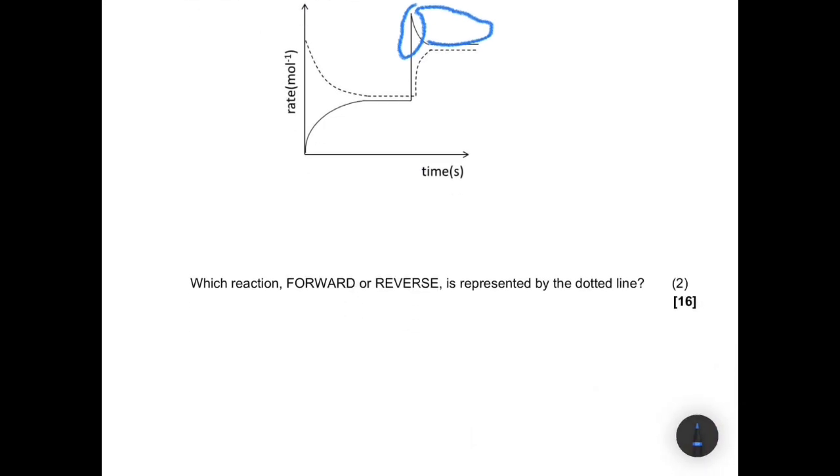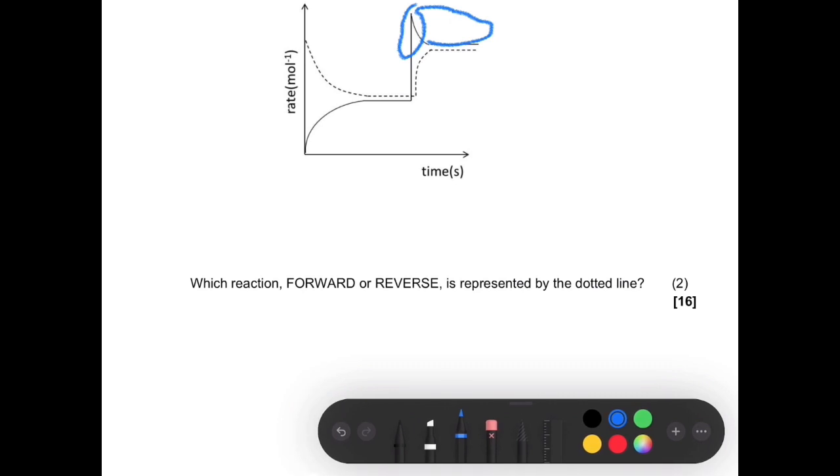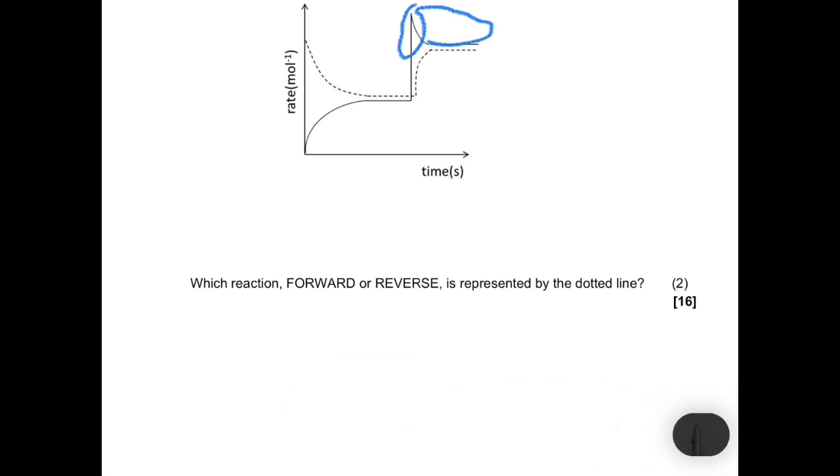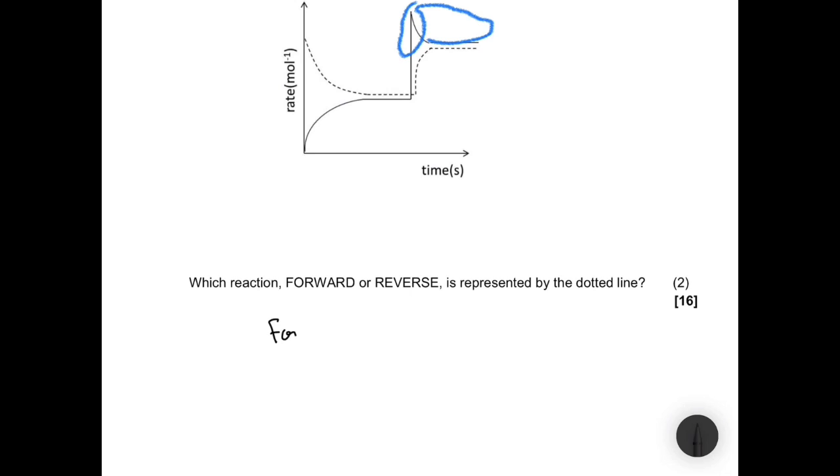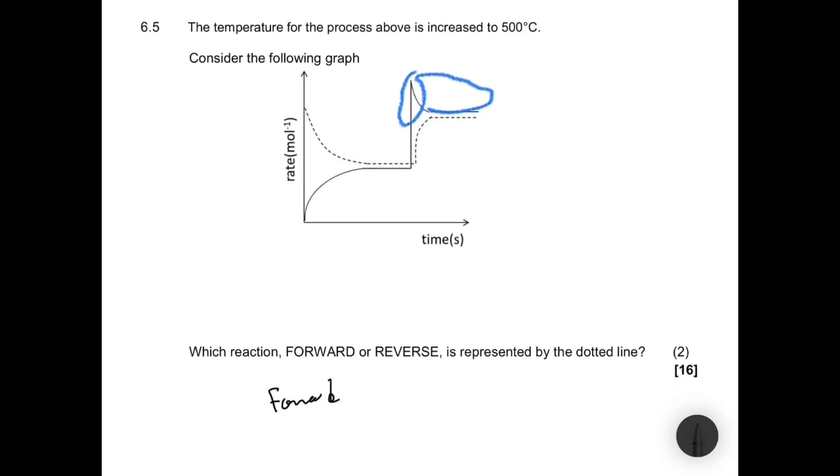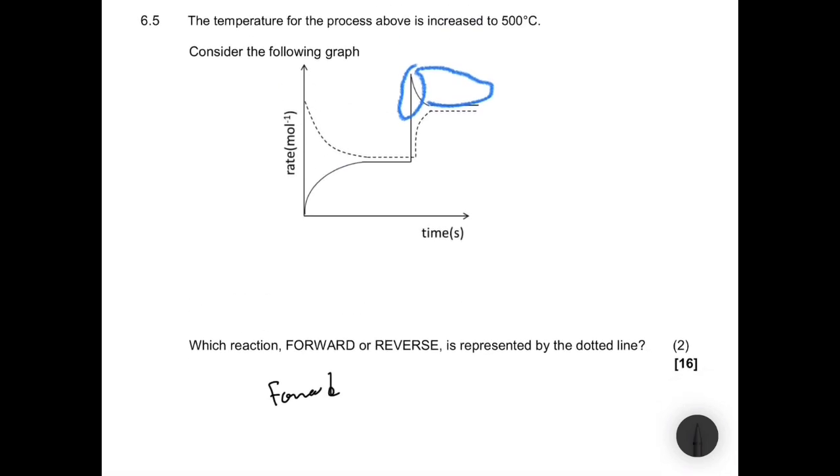So the question is asking us to determine which line is the dotted line. The dotted line is the forward, right? Because we know that the reverse will be favored more than the forward if the reverse reaction is endothermic.